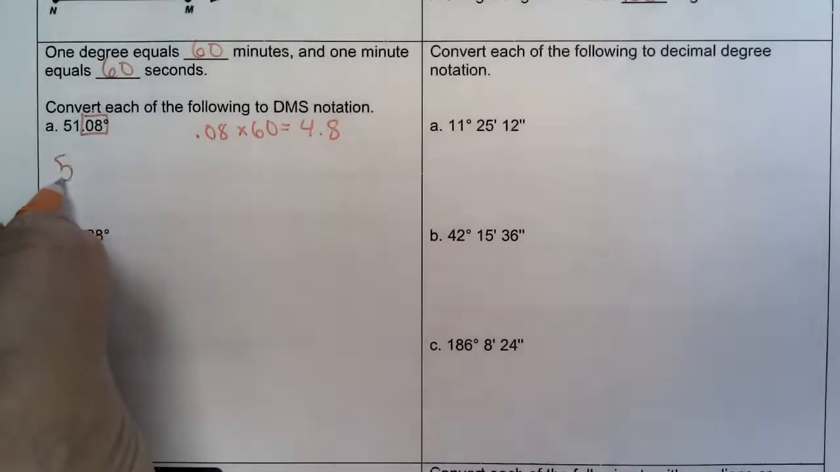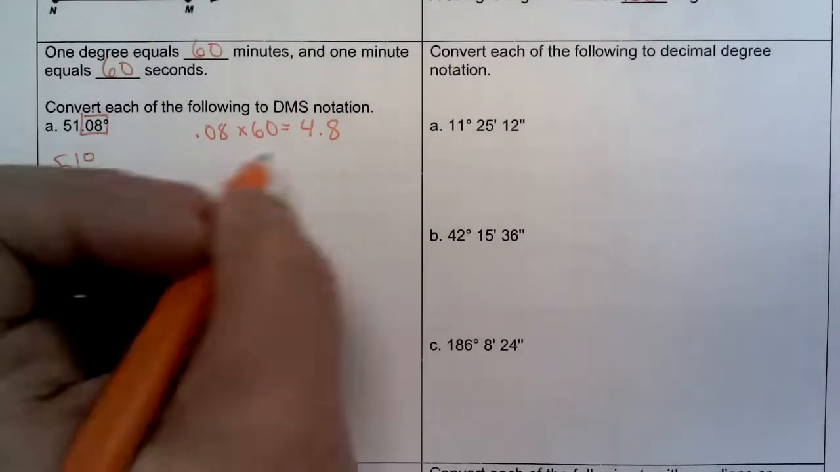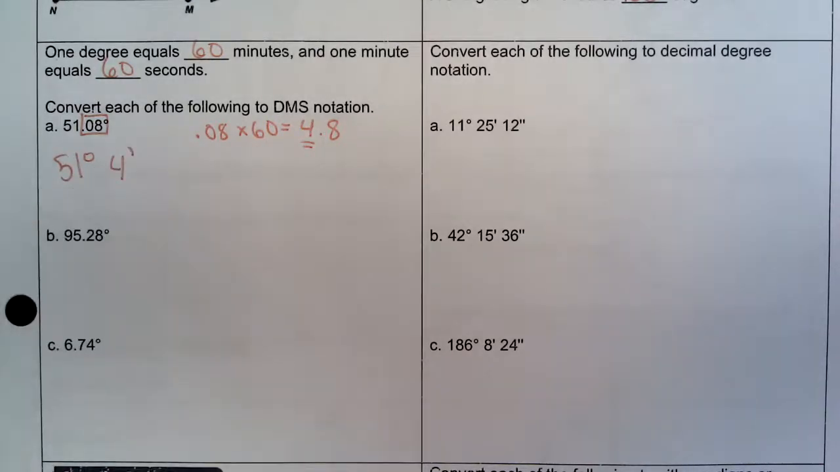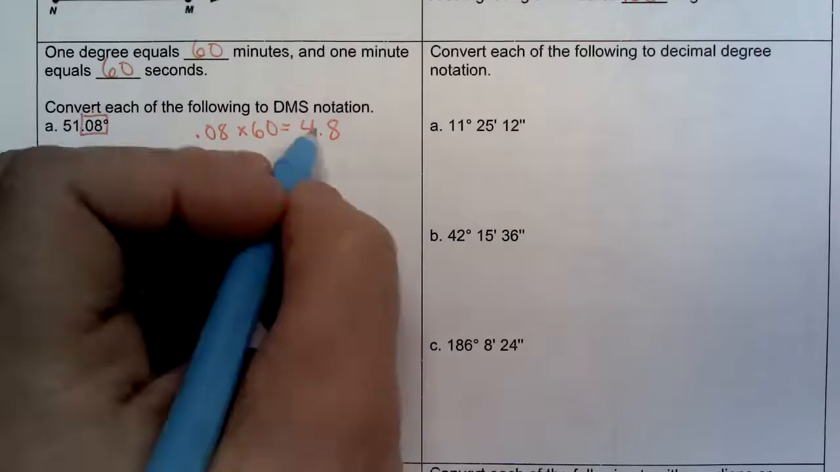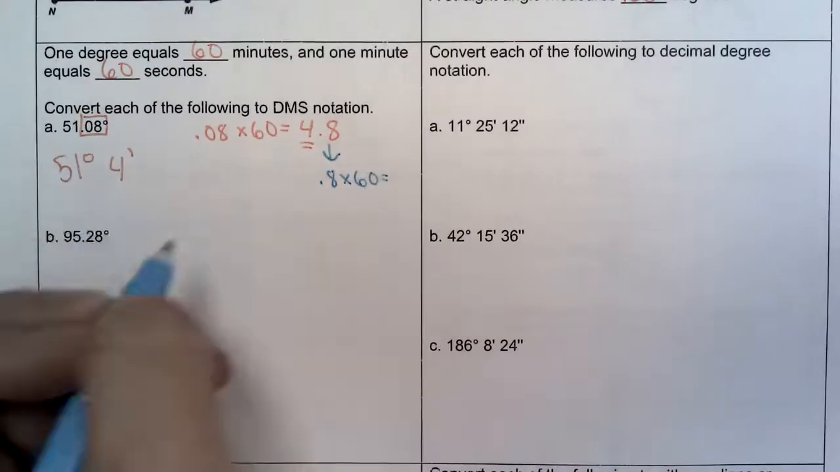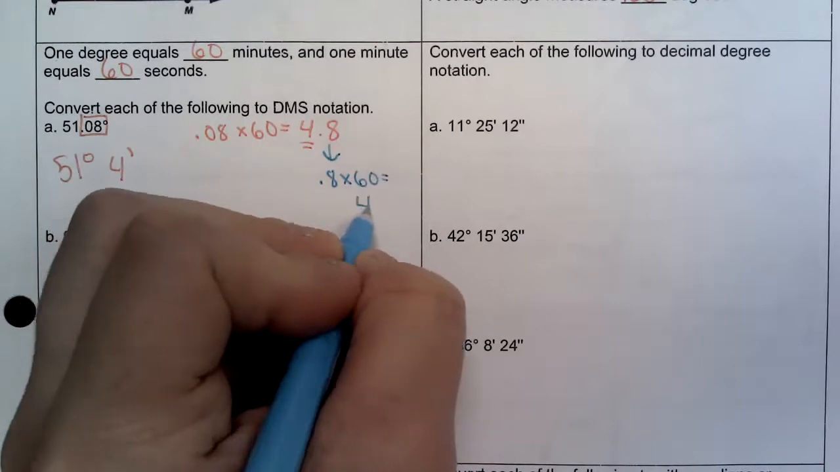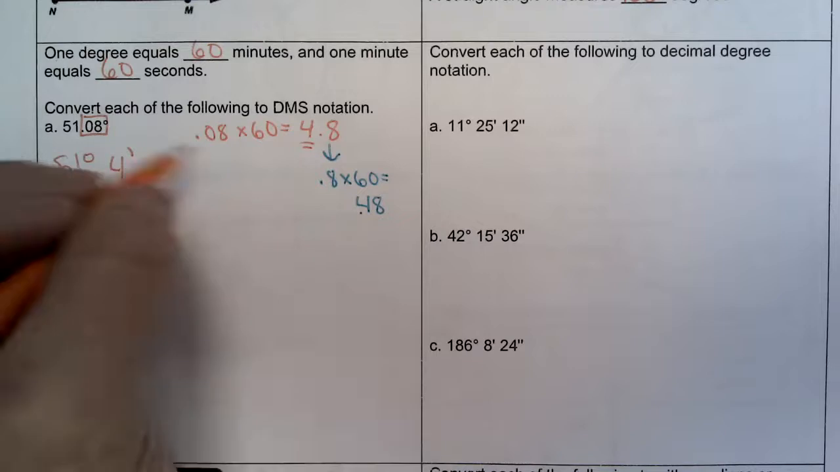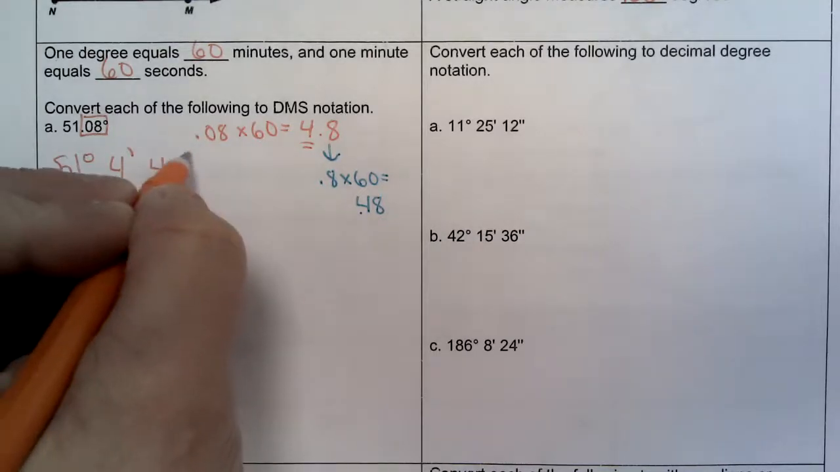So my 51 degrees stays the same. This whole number portion becomes my minutes. And now I have to take this 0.8 times 60 to get my seconds. And that becomes 48, 8.48. So that's 48 seconds.